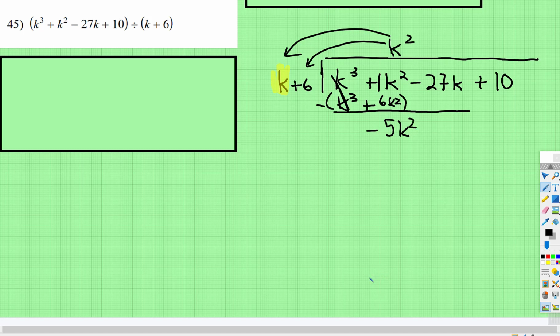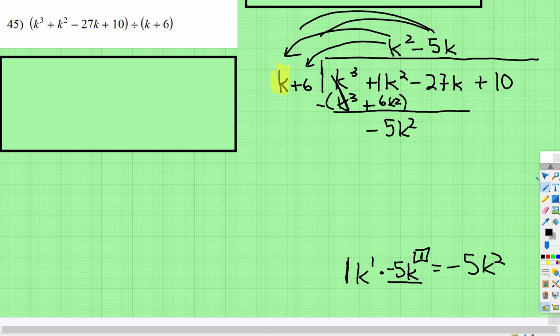And then you're going to ask yourself, k to the first times what is equal to negative 5k squared. Well, imagine there's that invisible one there. So 1 times negative 5 is negative 5. K to the first times k to the what is k squared? Well, k to the first. So in the k column, we're going to put negative 5k.